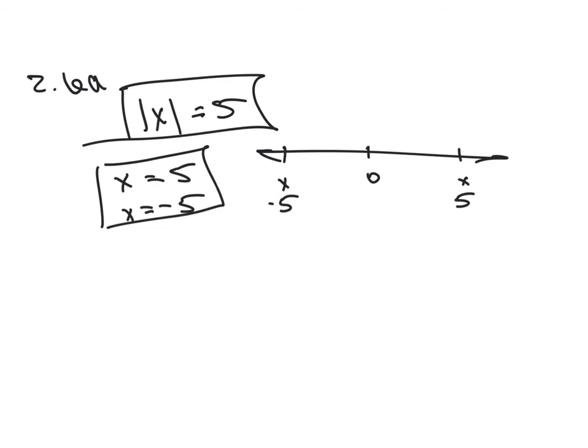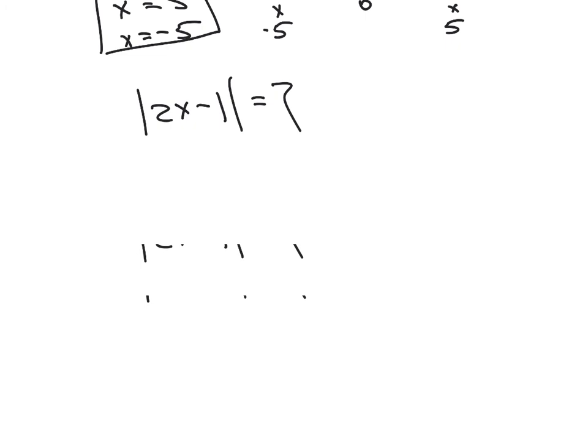So if I were to look at something like the absolute value of 2x minus 1 equals 7, that means that the distance away from 0 is 7. This distance here equals this distance here. So this distance is either going to be at positive 7 or negative 7. Either one, 2x minus 1 is the distance. And the same here.